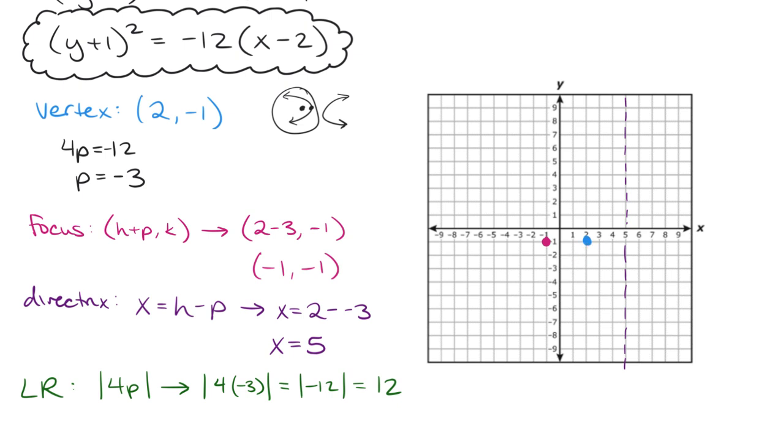The latus rectum length is 12, which means how many steps above the focus am I going to count? 6 steps above, and how many below? 6 below. 6 above and 6 below. So we have our other coordinate points of negative 1, comma, negative 7, and negative 1, comma, 5. Once we have those at the end of the LR, we can draw our parabola.